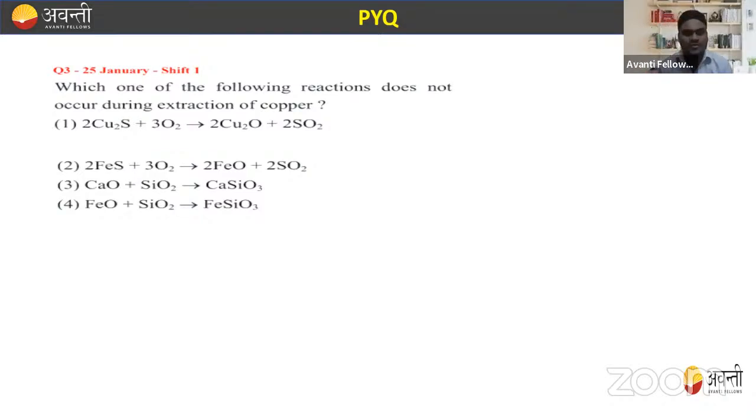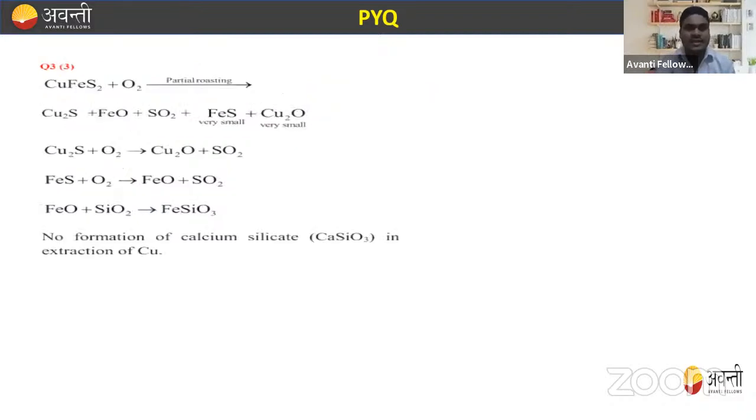So out of these four options, you have to identify which one is the correct option. Which of the following reactions does not occur during the extraction of copper? When we extract copper, out of these four, which reaction will not take place? We know that CuFeS2 plus O2 is a partial roasting, right?